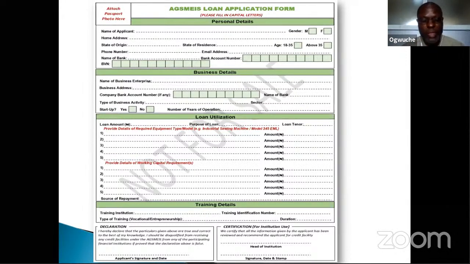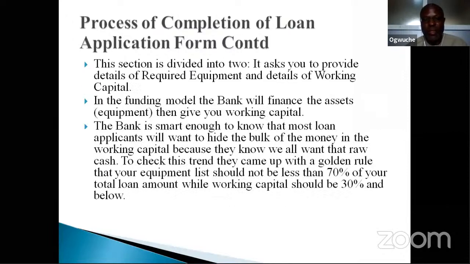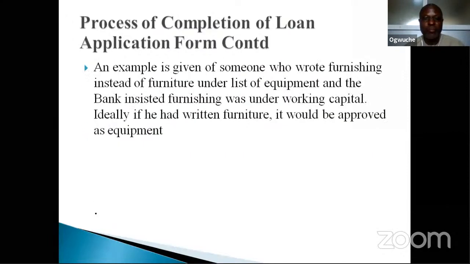Type of training: the type of training we're having is entrepreneurship training, so indicate entrepreneurship training. Duration is 5 days. Then under declaration, you write your name, and then of course you swear, and then you sign your signature and date, okay? So let's go back and see, we're rounding up now.